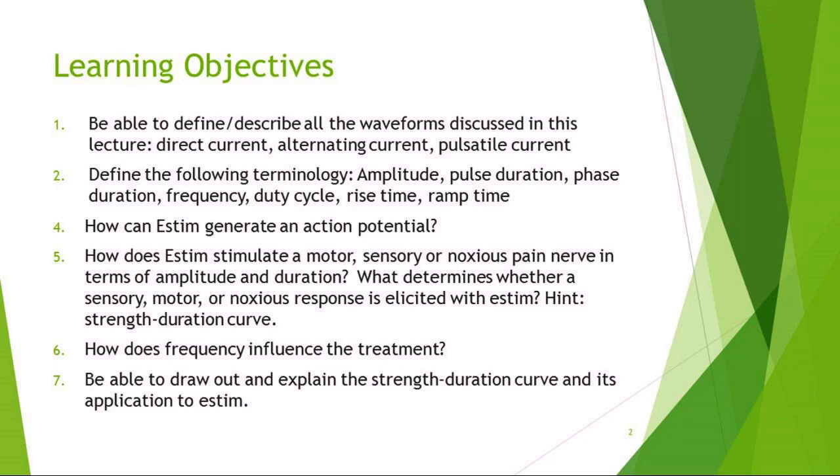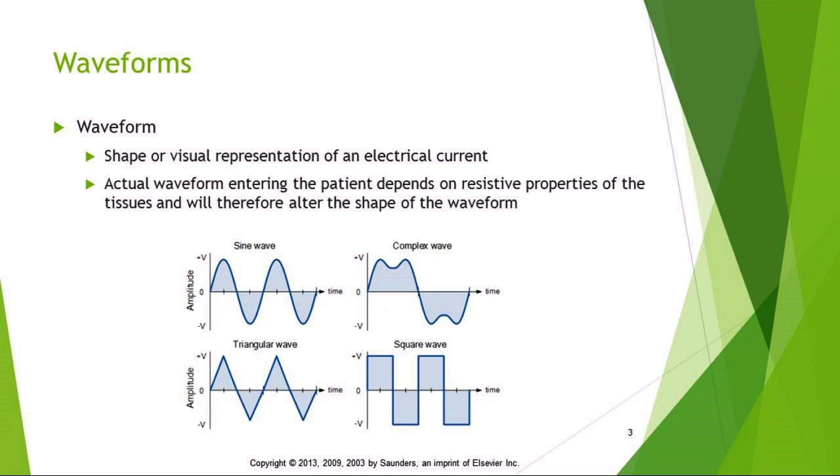So in the lab, one of the first things we'll do is plot our own strength duration curve. So we're going to see how amplitude and duration influence what we're feeling. So you're going to plot your own strength duration curve using an electrical stimulator unit. So a waveform is a shape or visual representation of an electrical current.